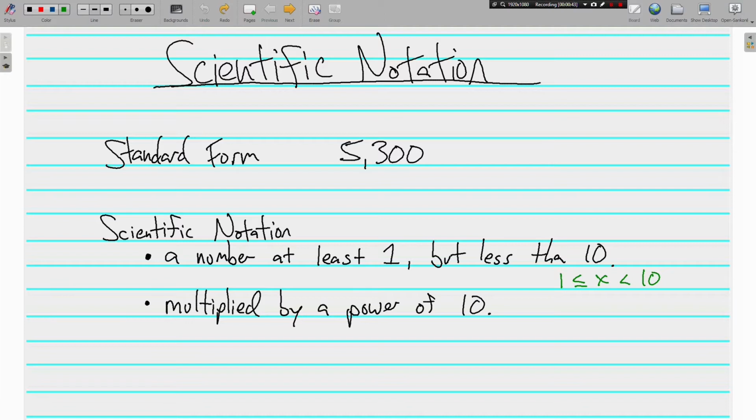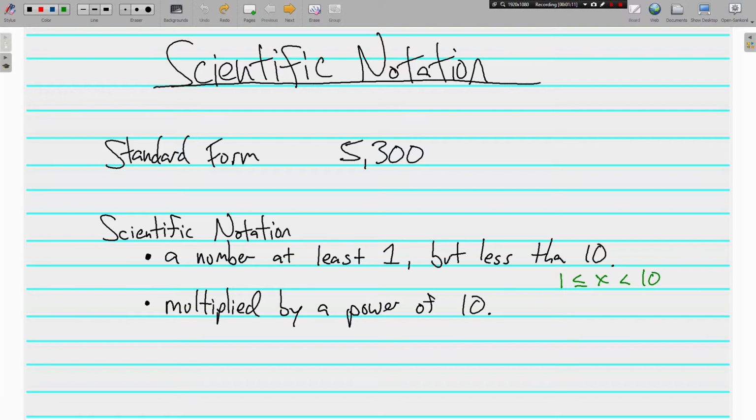A number that's written in scientific notation has two parts to it. The first part must be a number that's at least 1 but less than 10. And then the second part is a number multiplied by a power of 10.